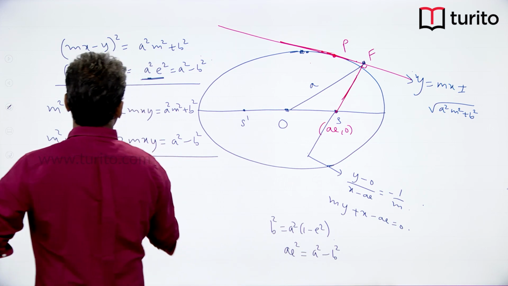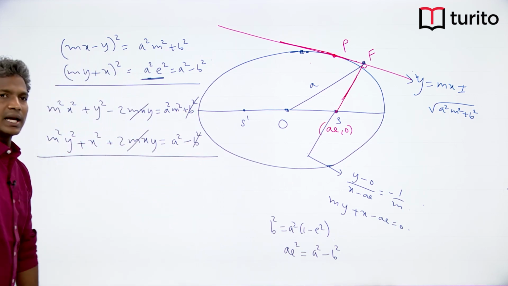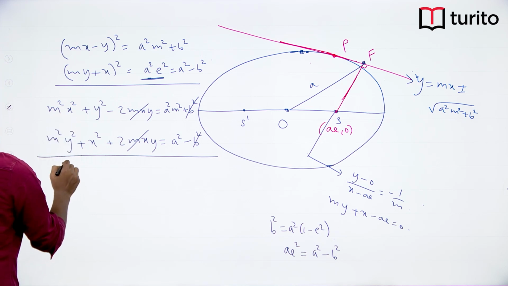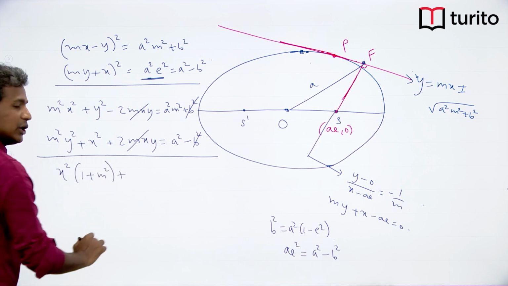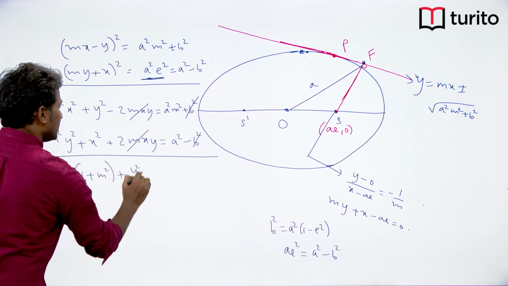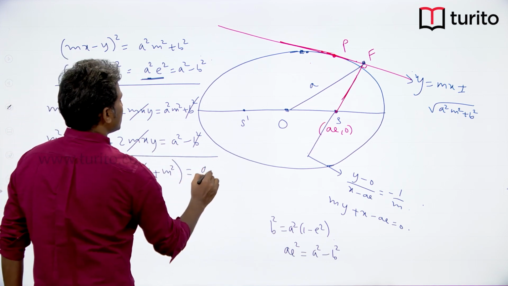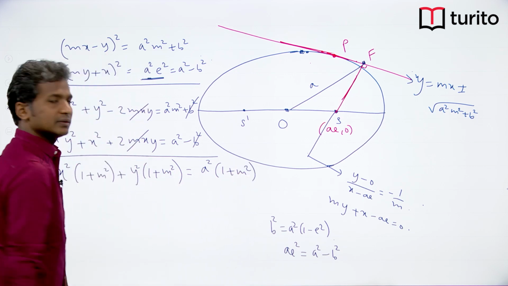You can notice that this xy term is getting cancelled, this b square is also getting cancelled. Now, here when I take x square common, I am getting 1 plus m square, and also when I take y square common, I am getting 1 plus m square, and in RHS, when I take a square common, I am getting 1 plus m square.